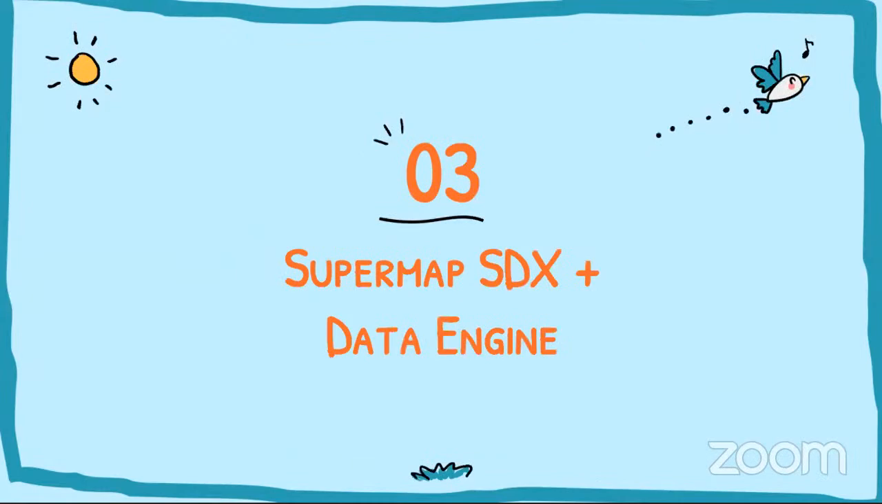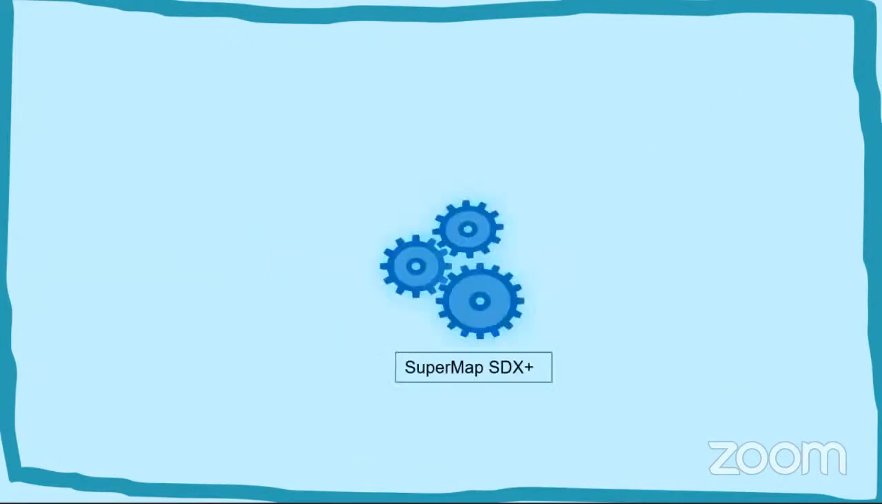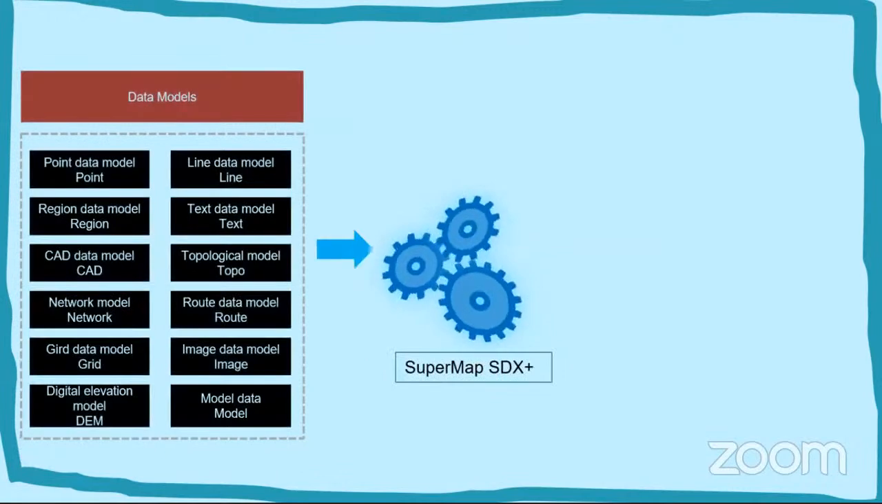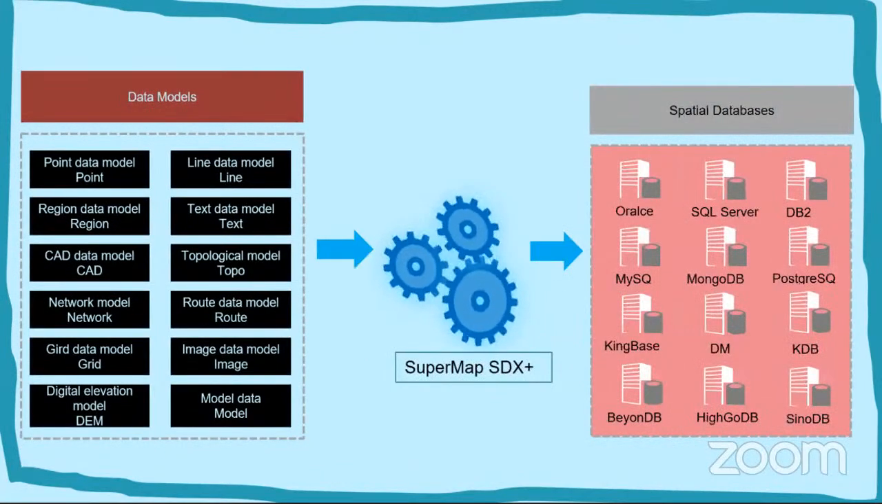Next, we're going to focus on the data engine in SuperMap. SuperMap SDX Plus is a special data engine module in the SuperMap GIS platform that provides data support for other modules in the platform, such as the visualization module, the spatial analysis module, and others. SDX Plus provides data storage, reading, indexing, and change functions.